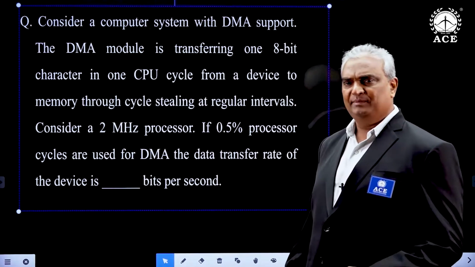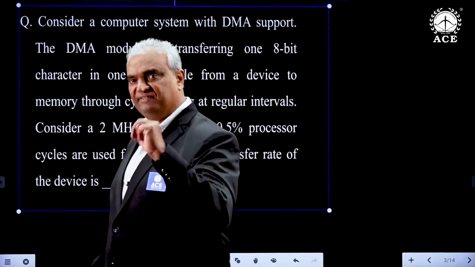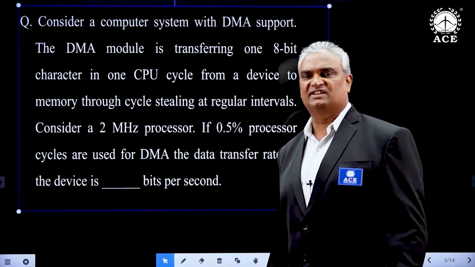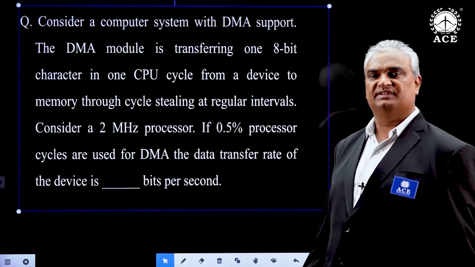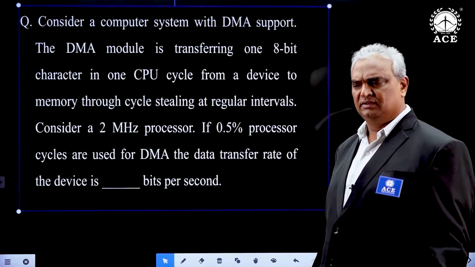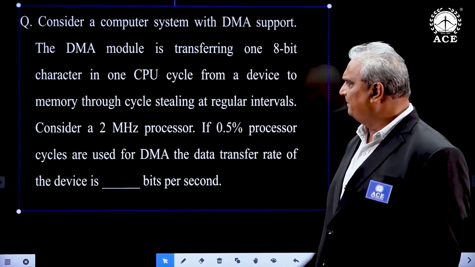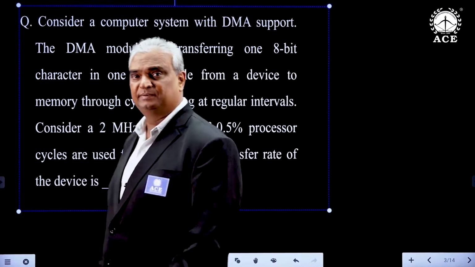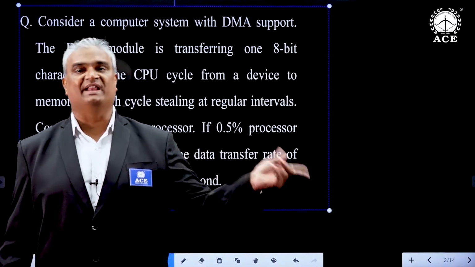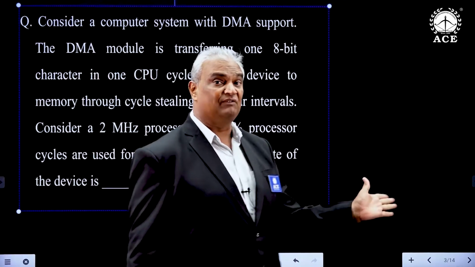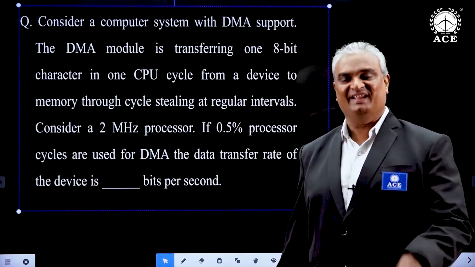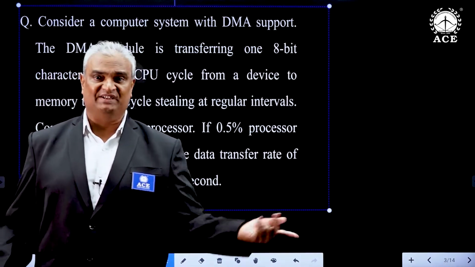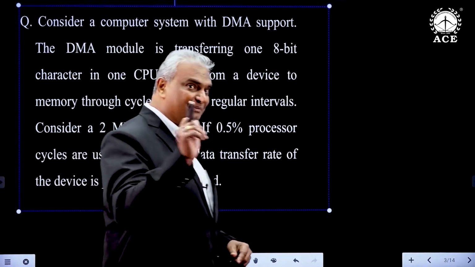With the help of DMA, data transfer can be done in 3 ways. What is the first one? Burst DMA, also known as continuous DMA. Second one, cycle stealing. Third one, interleaved DMA. He preferred cycle stealing. In the cycle stealing technique, for one DMA request, only one character will be transferred. Means, the number of characters to be transferred is equal to the number of requests made by the DMA controller.